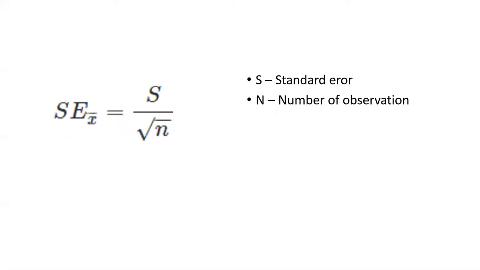Then the standard error of the mean. The formula for calculating the standard error is SE equal to S upon root N, where S is the standard deviation and N is the number of observations.